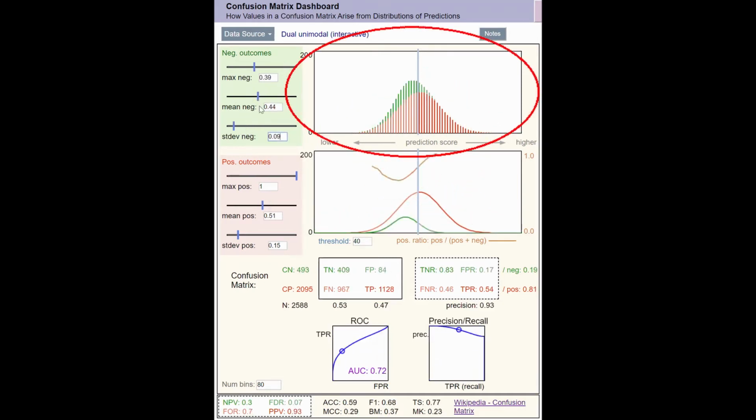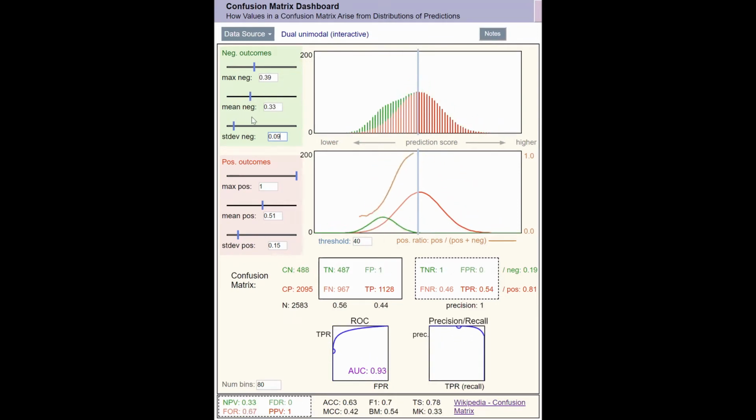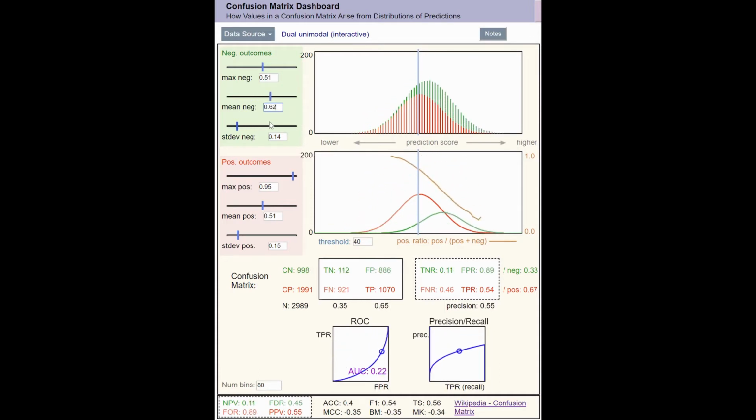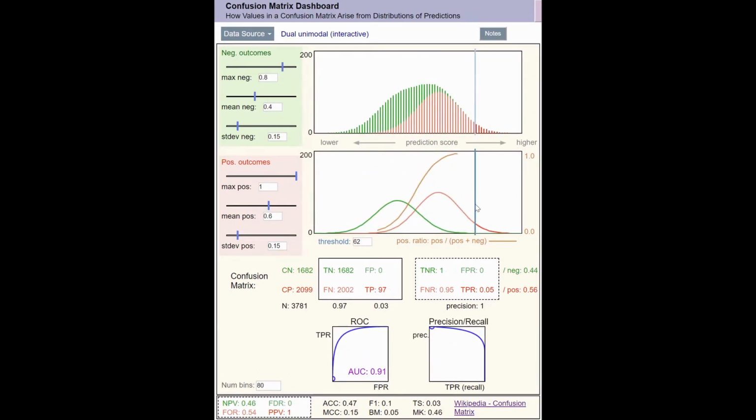In the stacked bar graph, watch the green negative predictions climb over the red positive predictions, or watch the reds slide underneath. The tan curve is the ratio of red positive to total predictions at each bin. It's called the PPR, Positive Prediction Ratio Curve. Wiggle the sliders to make this curve dance. Notice that the value of positive prediction ratio is always 1/2 where the red and green outcome distribution curves cross.